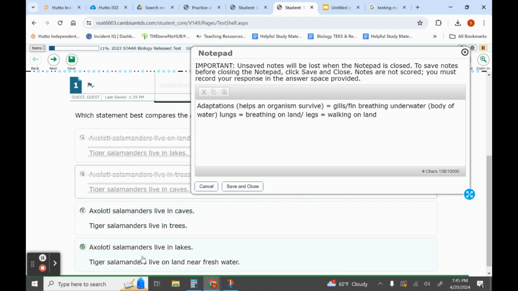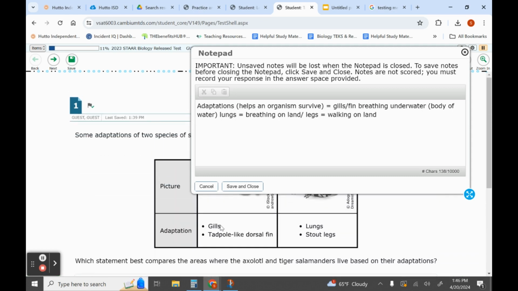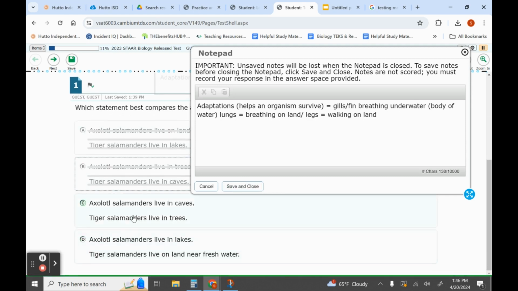So now I have two answer choices left. Again, I've always taught and I always told my students this year, a lot of these times you can just use process of elimination and get to the right answer. Even if we wanted to look at C, C says the axolotls live in caves, the tiger salamanders live in trees. Again, we've already stated before that we know axolotls can't live on land because they don't have adaptations that would help them live on land. So I can even mark through that.